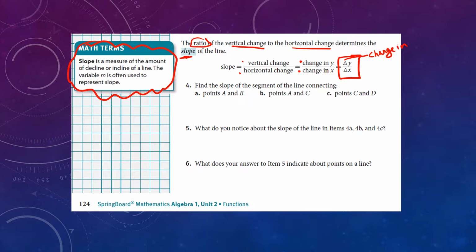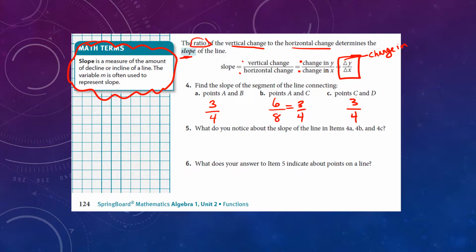So we're supposed to find the slope of the segment of the line connecting points A and B. We said that the vertical change was 3 and the horizontal change was 4. Between A and C, the vertical change was 6 and the horizontal change was 8. And if we reduce that, we'd still have 3 over 4. And between C and D, it was 3 for the vertical and 4 for the horizontal.